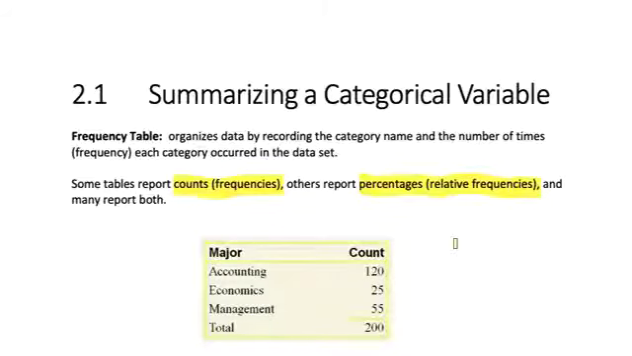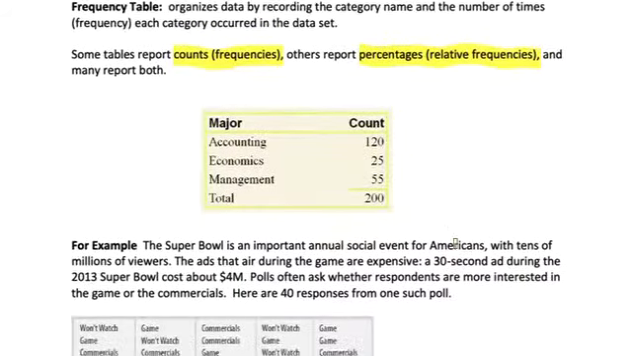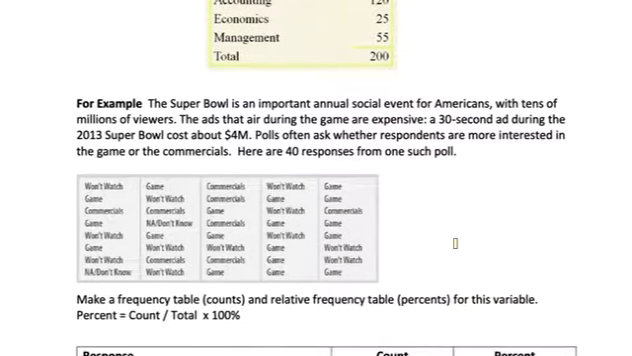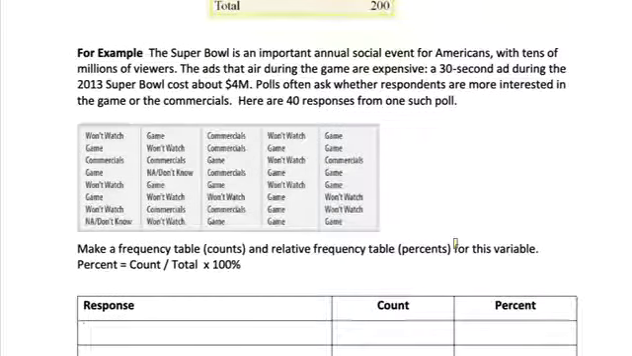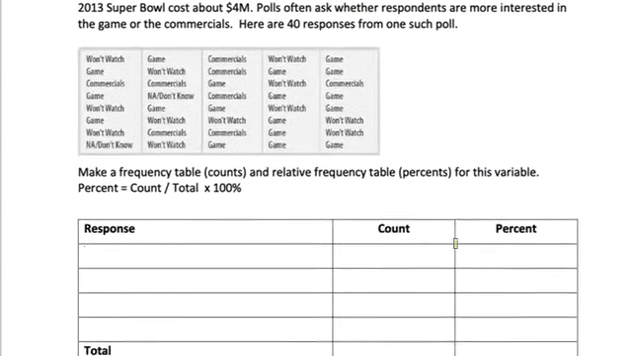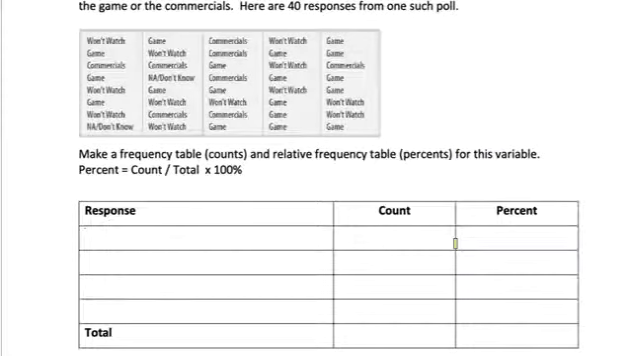So now we're going to fill in an example with this Super Bowl data. We have a poll that asked whether people were more interested in watching the game or the commercials, and there are 40 responses from the poll listed here. We want to make a frequency table and a relative frequency table for the data.